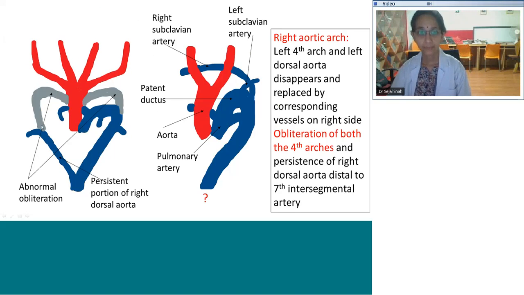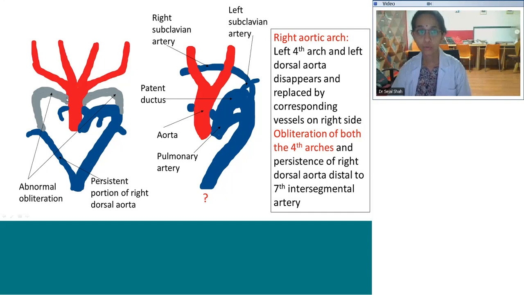Now this figure, if we can see, what happens here is you have the right aortic arch. So similarly, how we can have a left aortic arch. The right aortic arch is there when you have the left dorsal aorta and the left 4th arch disappearing and the corresponding right 4th arch and the dorsal aorta persisting. Then you will have a right aortic arch and no left arch.